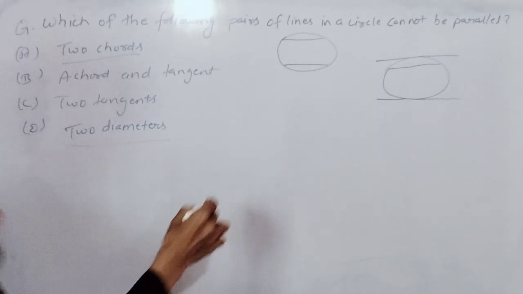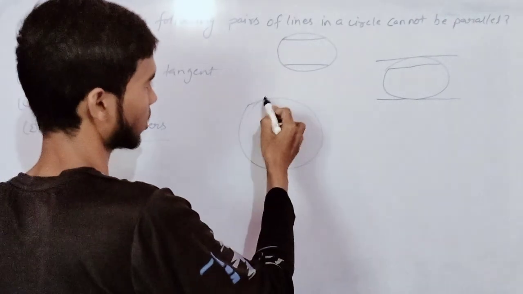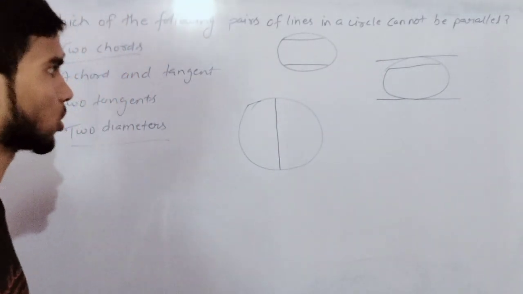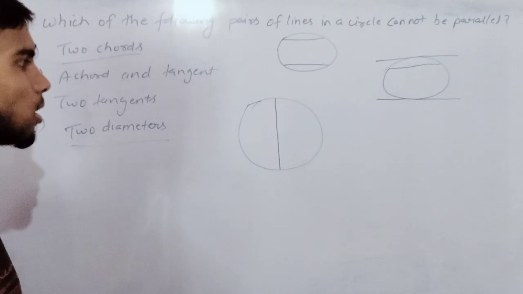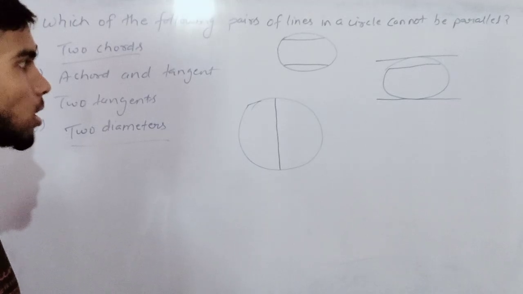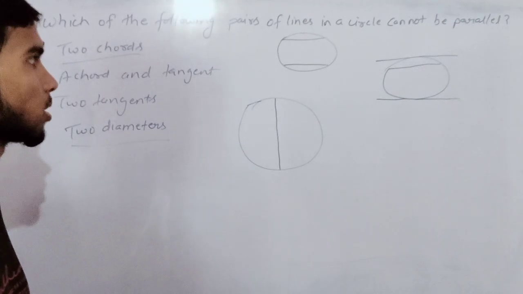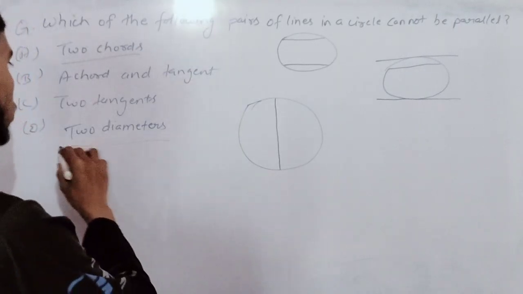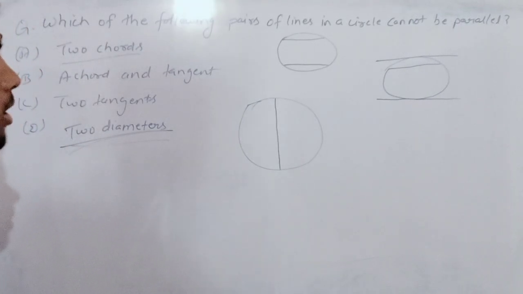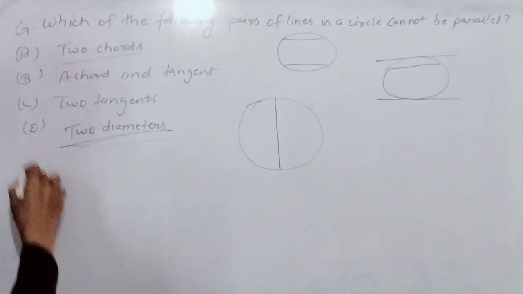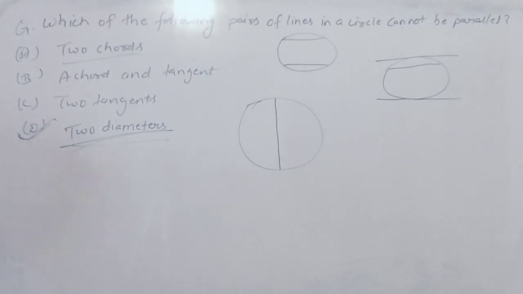Two diameters: this is one and this is one. This one is a diameter. There will be only one diameter in one circle. So how will it be possible that two diameters are parallel in a circle? No, two diameters will not be parallel in a circle. So the answer would be this.